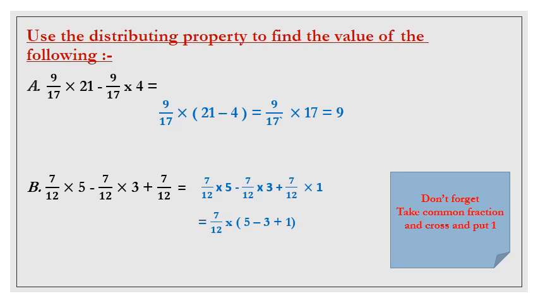Then 7 over 12 by 5 minus 7 over 12 by 3 plus 7 over 12 by 1. Okay, take the common fraction 7 over 12 by, and open bracket 5 minus 3 plus 1 equals 3. So 7 over 12 by 3 equals 7 over 4. Thanks.